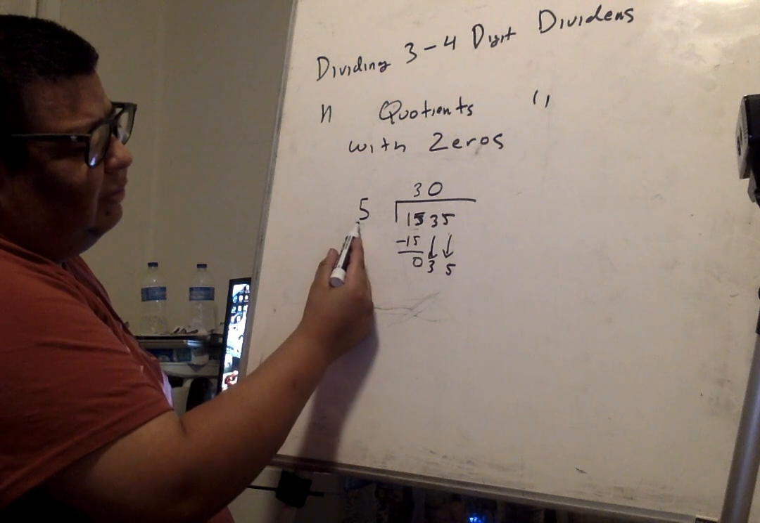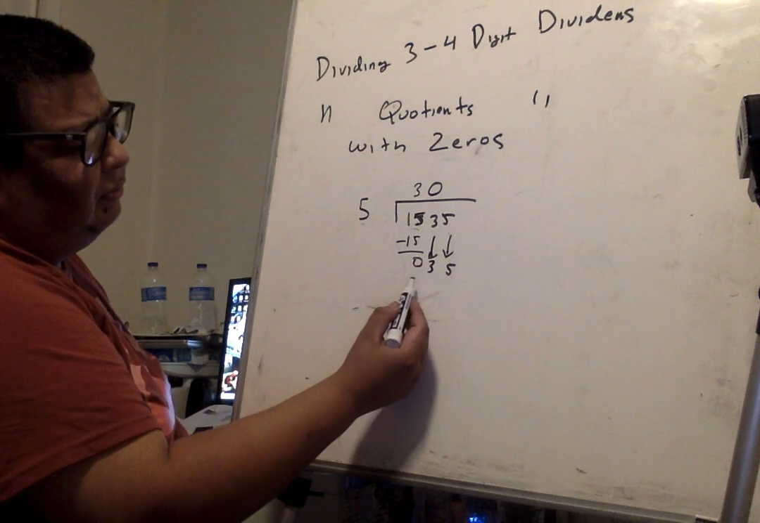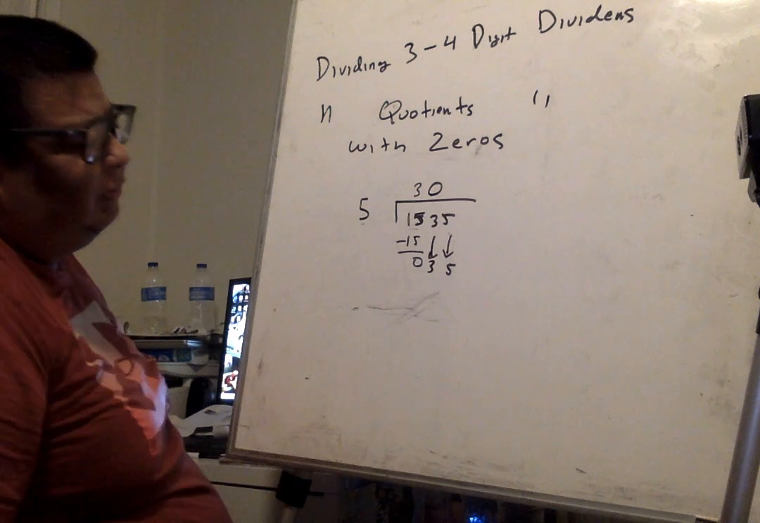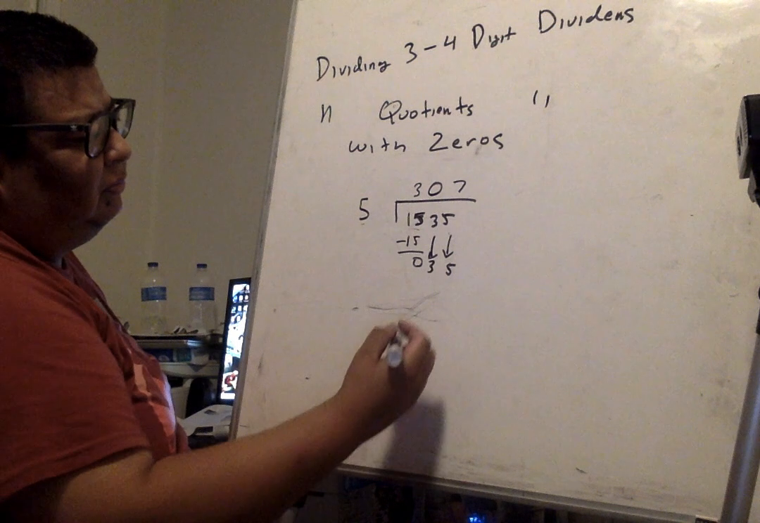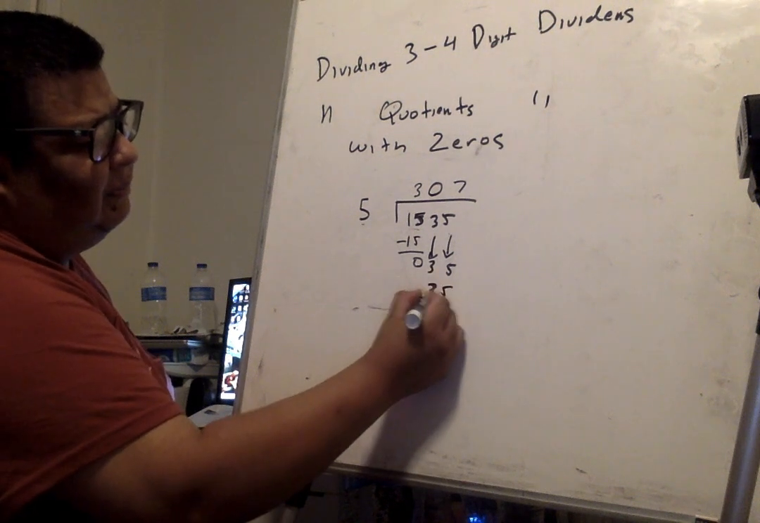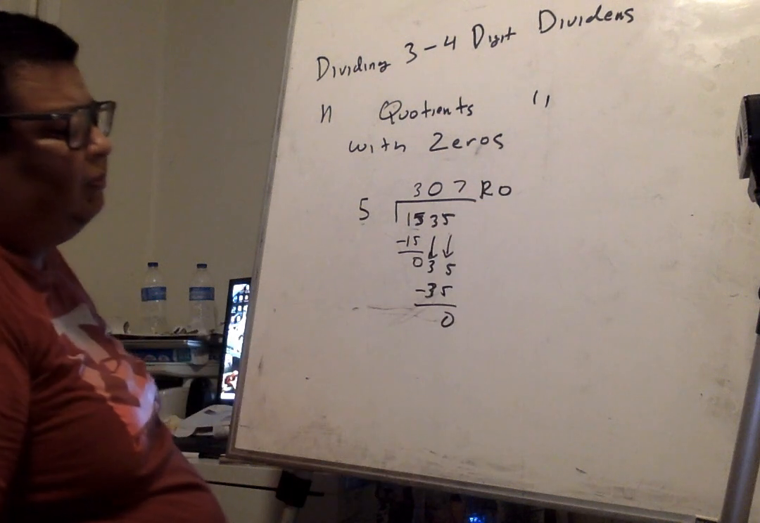Now we can divide. So how many times does 5 go into 35? It would be 7. 7 times 5 is 35. 35 minus 35 is 0. So the remainder is 0.